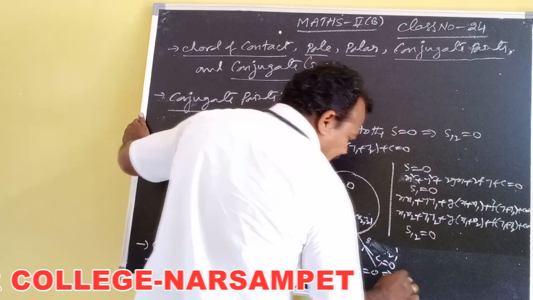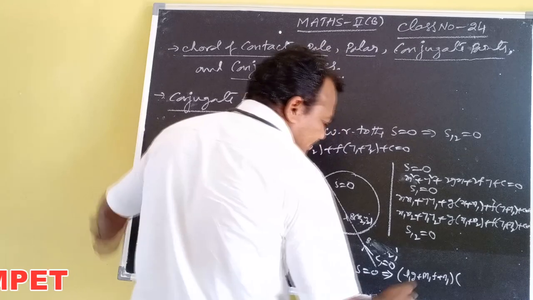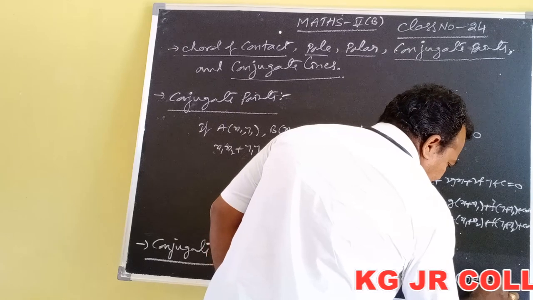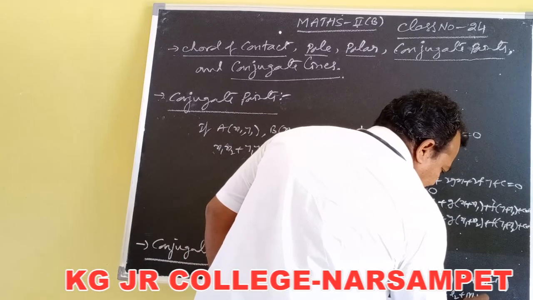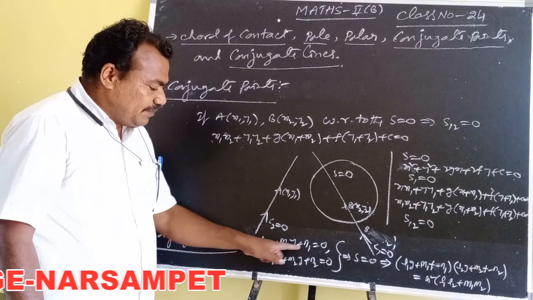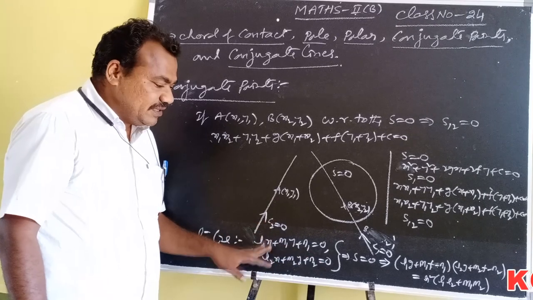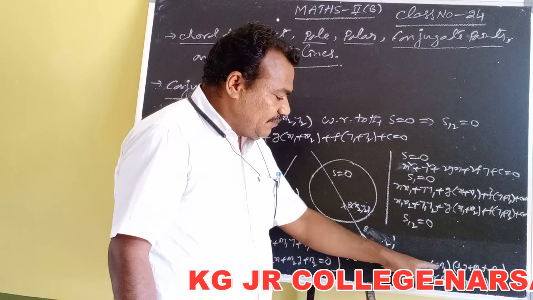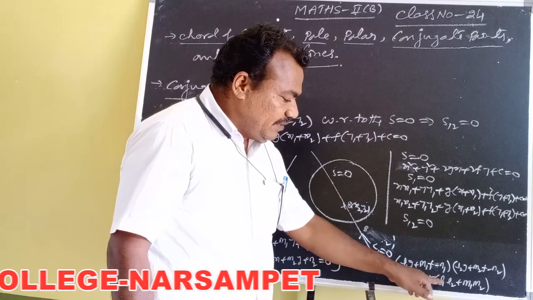The condition is (L1g + M1f − N1)(L2g + M2f − N2) = R²(L1L2 + M1M2). Friends, this is the condition for the lines L1x + M1y + N1 = 0 and L2x + M2y + N2 = 0 to be conjugate with respect to the circle.